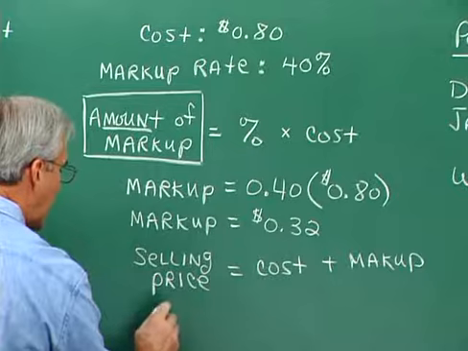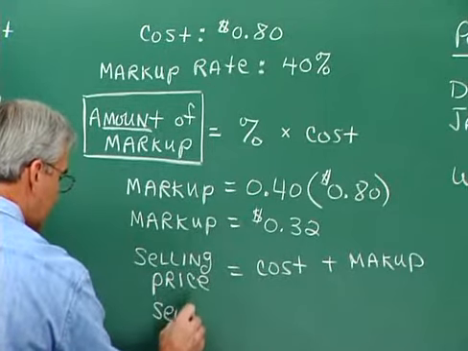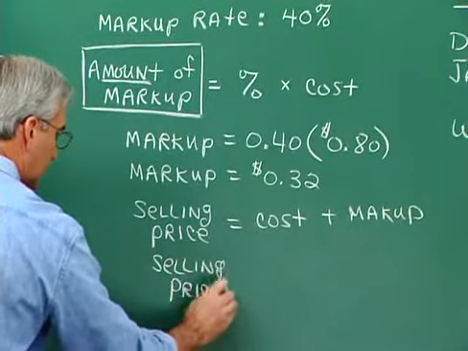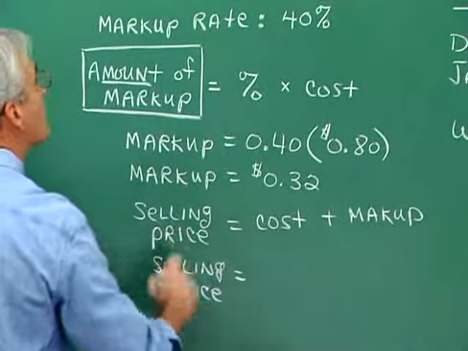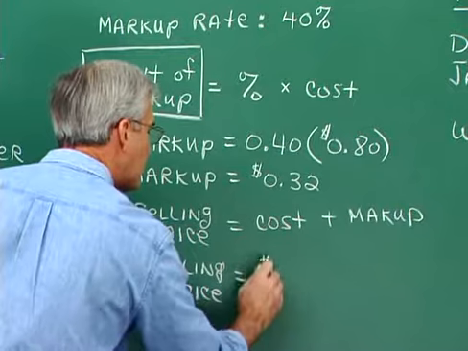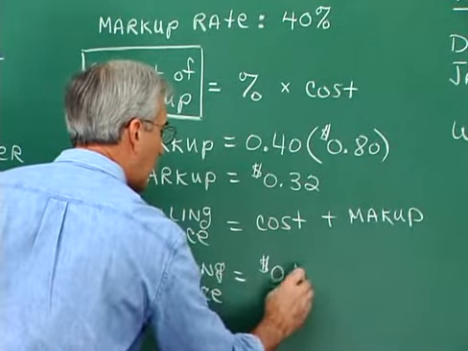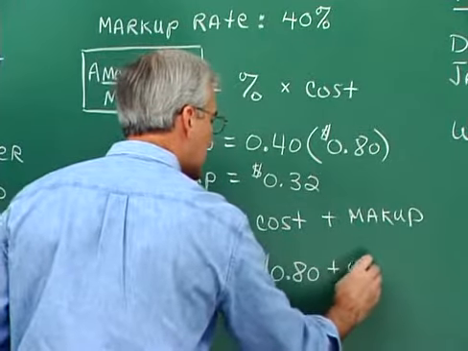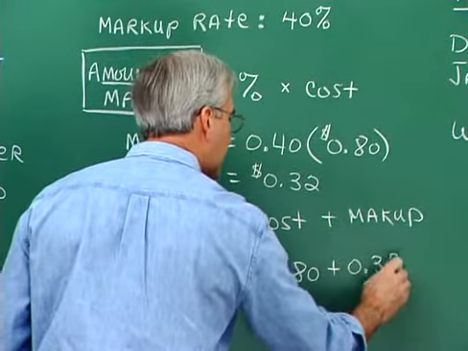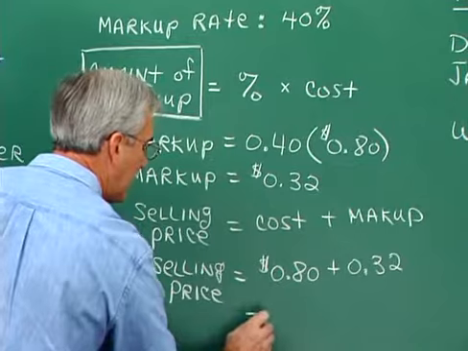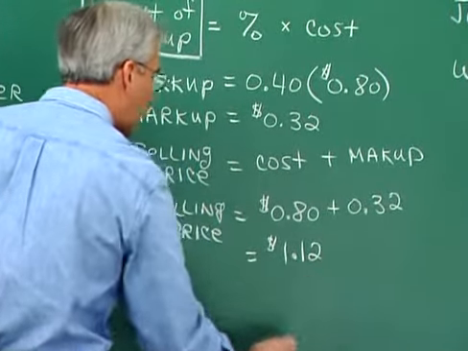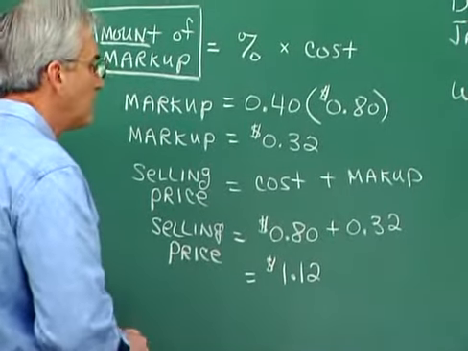So the selling price is, let's see, let's go back and look for the cost. Oh, it's 80 cents per can. And the markup we found here to be 32 cents. And adding, we find that the selling price then is $1.12. So the selling price of the can of soup is $1.12.